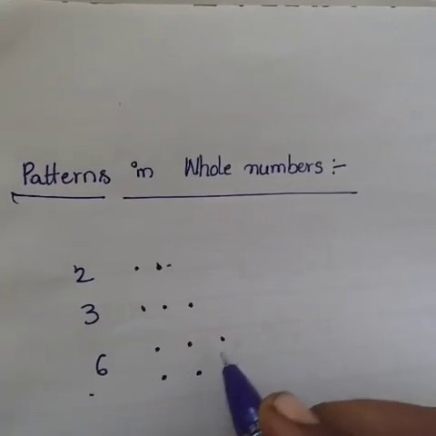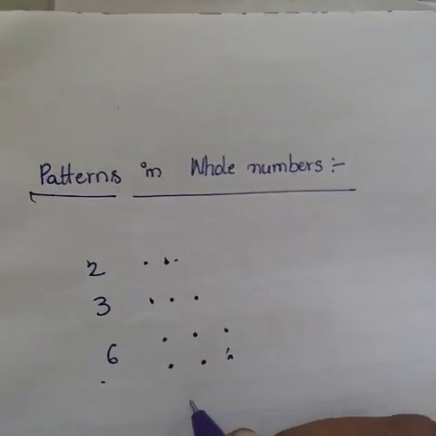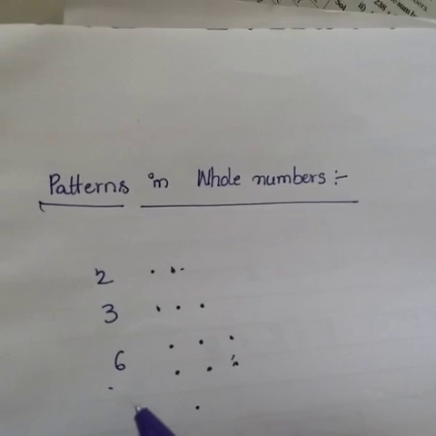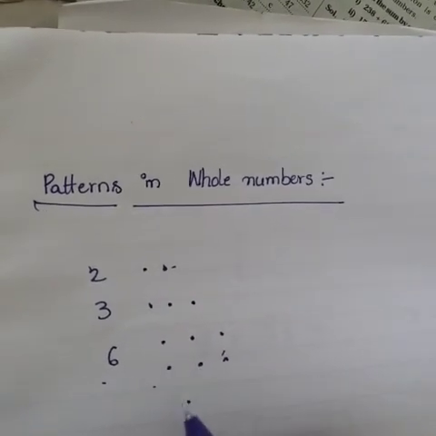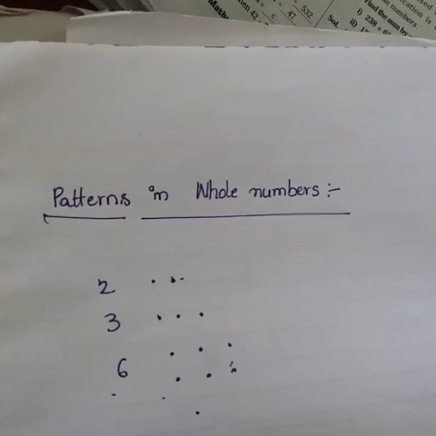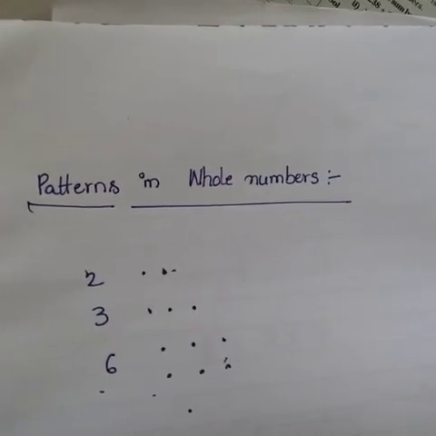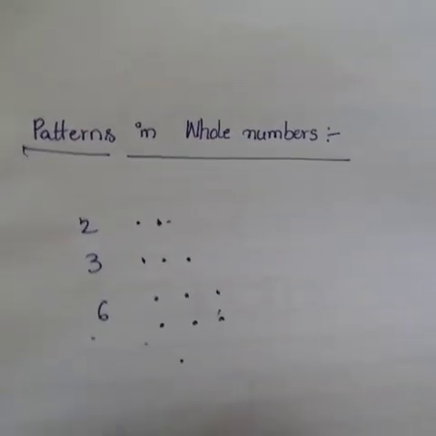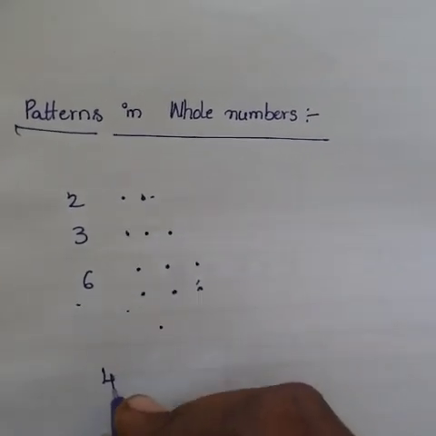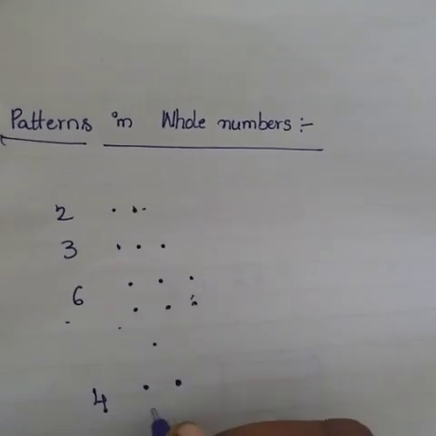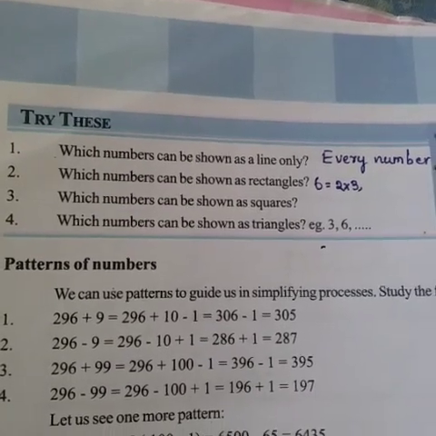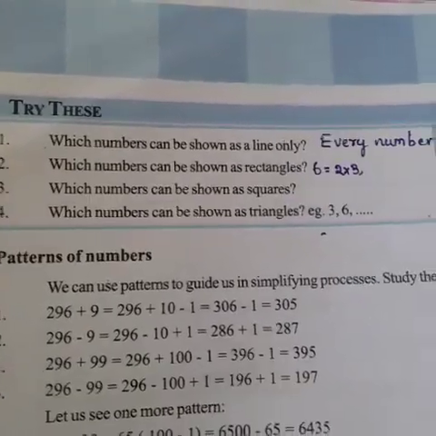Number 6 can be shown as a rectangle. Right? 2 rows, 3 columns. Number 4 or 9 can be arranged as squares. For suppose 4 is there. How to arrange as a square? 1, 2, 3. Now, everyone open your textbook page number 26.